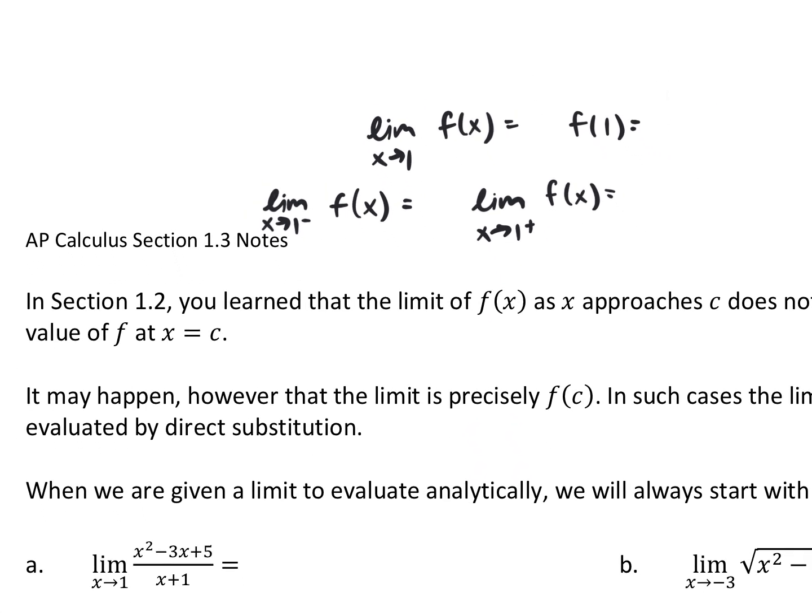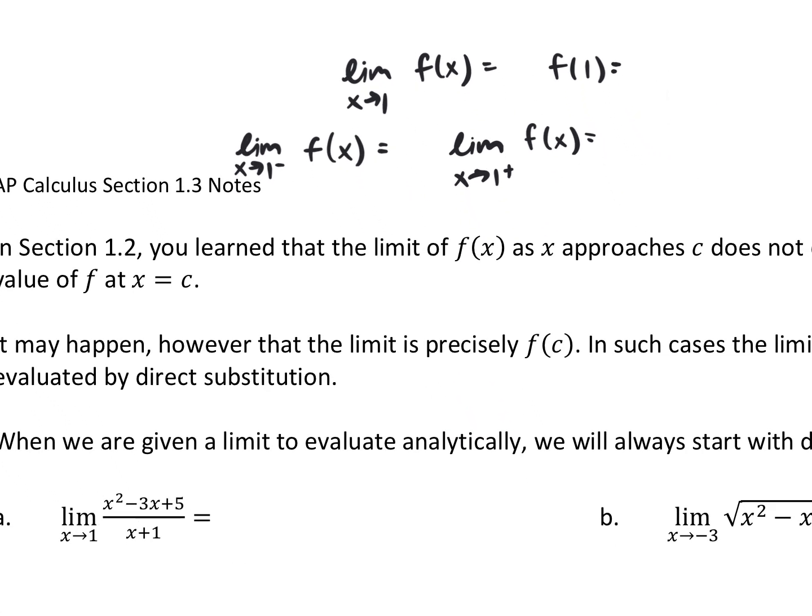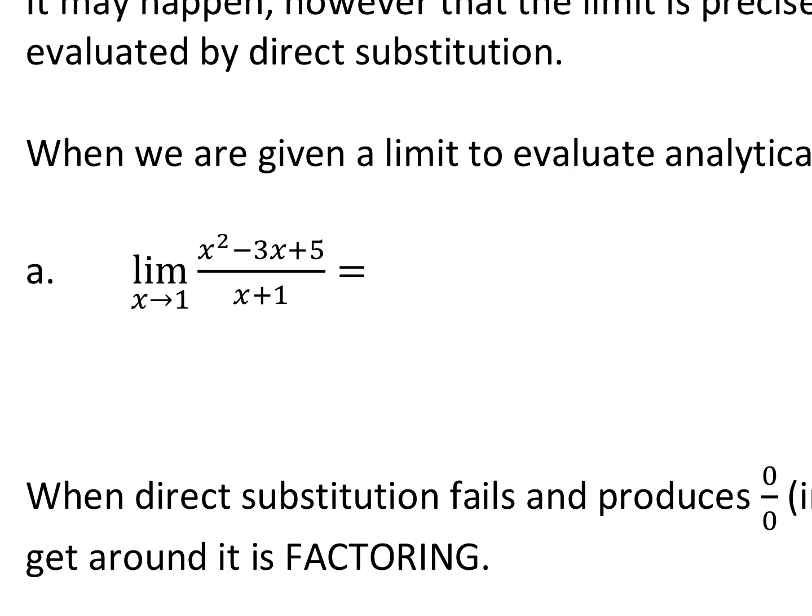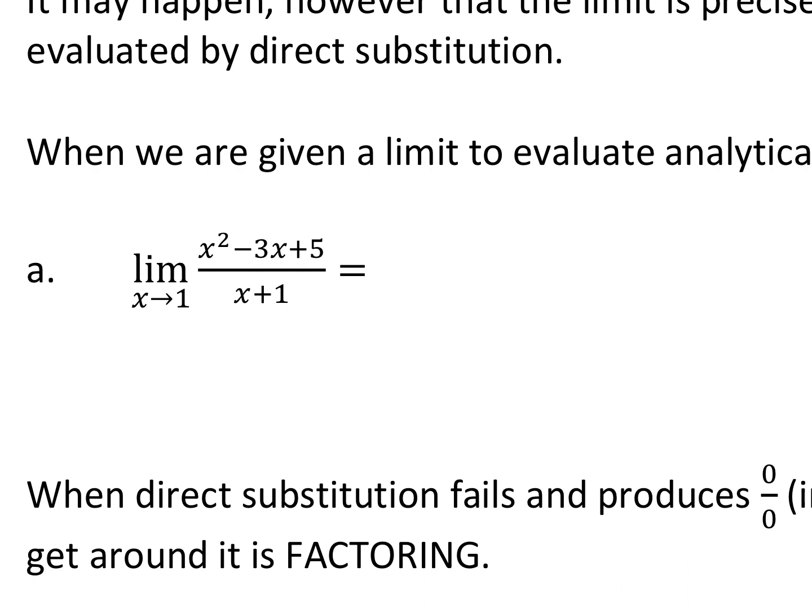So it may happen, however, that the limit is precisely f of c, which is what I showed with that f of 1 example, and in such cases, the limit can be evaluated by direct substitution. Okay, so we're just going to plug and chug a few things. If I look at example A here, it says the limit as x approaches 1 of this function, x squared minus 3x plus 5 over x plus 1. We are going to just plug in 1 anytime we see x. So I'm going to rewrite this as 1 squared minus 3 times 1 plus 5 divided by 1 plus 1.